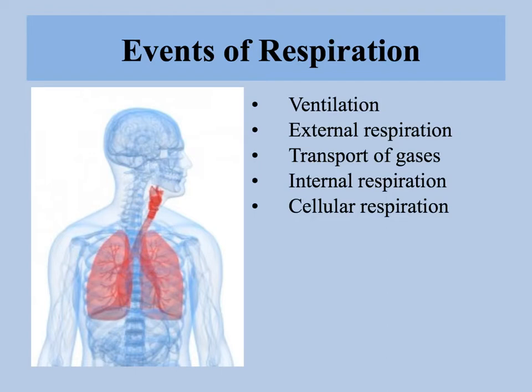The events of respiration can be put into 5 different categories. You have initial ventilation, the air moving in and out. Then you have external respiration, which is the gas exchange happening between the alveolar cells and the capillaries in your lungs. Then there is the transport of the gases through your circulatory system to body tissue. Then you have internal respiration, where the gases move out of the blood and into body tissue. And finally, cellular respiration. The whole point of getting oxygen to your cells is that they can undergo cellular respiration and make that ATP that you need to do the rest of your living.